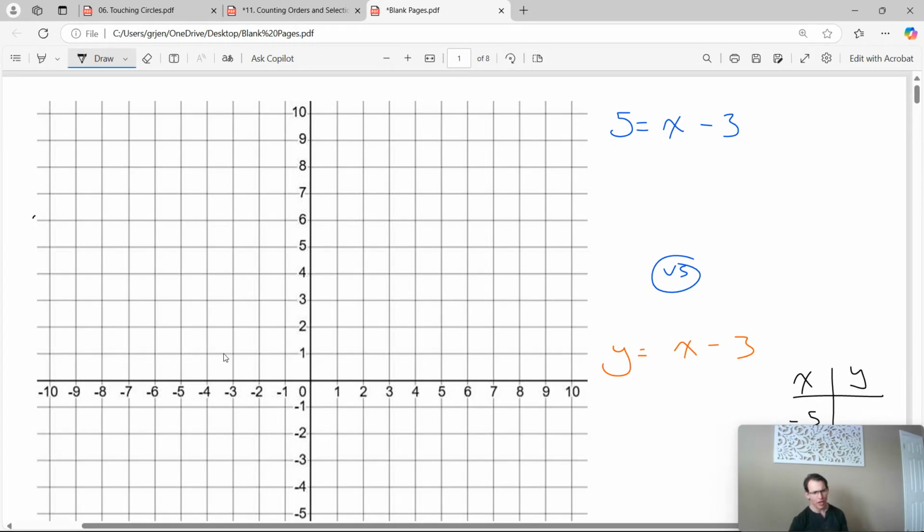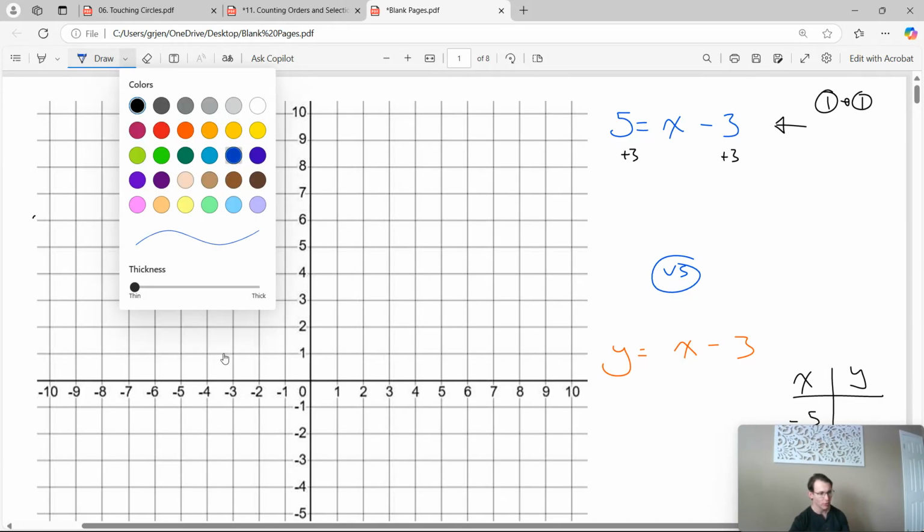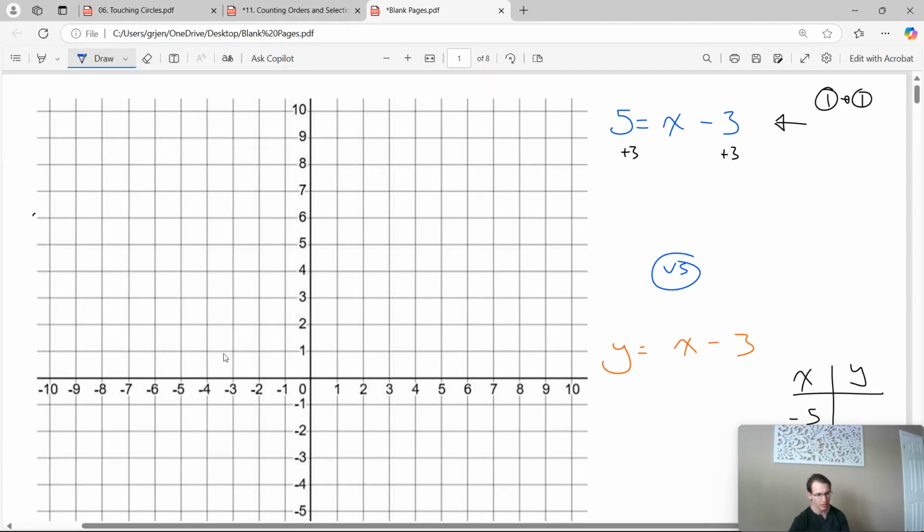Okay? So I'm sure you're all familiar with this type of equation: 5 equals x minus 3. This is one equation, one unknown. We just solve it, right? So I would add 3 to both sides, and then I get this nice equation: 8 equals x, and I'm done, right?